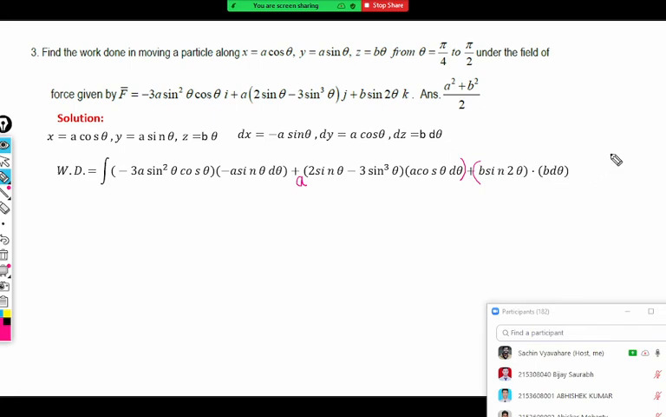And what about the limits for theta? Sir, pi by 4 to pi by 2. Correct. So that we have to mention there. Before that, let me simplify. We have to simplify this term by term multiplication. You have to do it and simplify it.